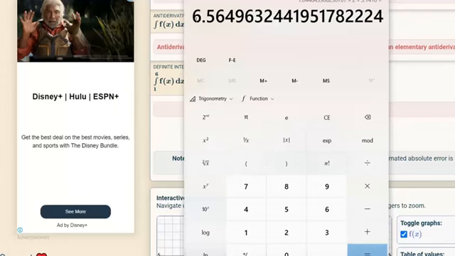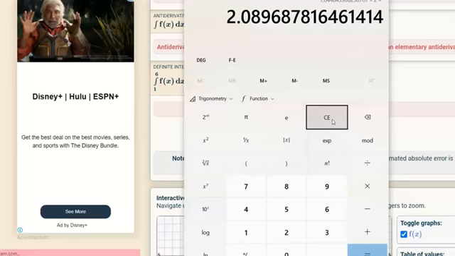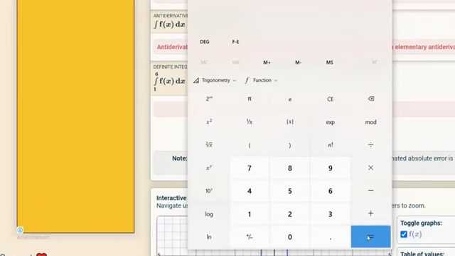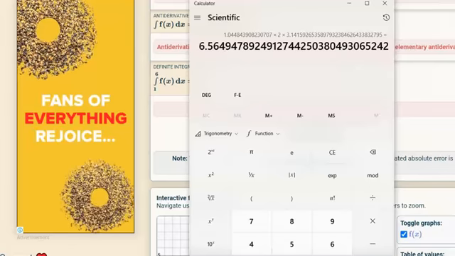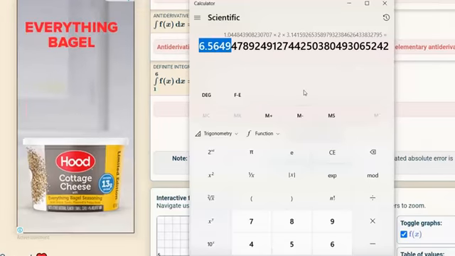So there's our approximate answer, 6.5649 or 6.5650. Well, I wonder what it would be if I used all the digits of pi. Times 2 times pi. Oh, this one doesn't round up, so 6.5649 is our answer to 4 decimal places.